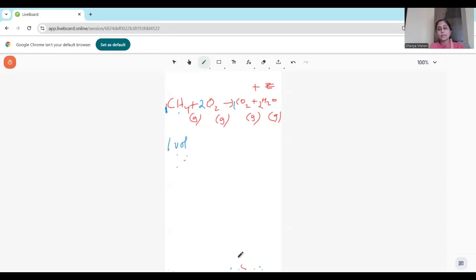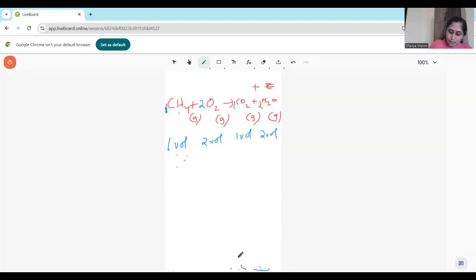So as I told, Gay-Lussac's law means what? When reactants react, they do so in volumes that bear a whole number ratio with one another and with the product. Okay, so one volume of methane is reacting with two volumes of oxygen to give one volume of carbon dioxide and two volumes of steam.